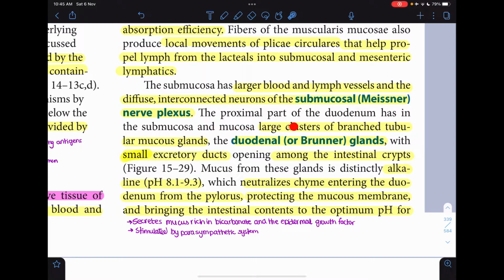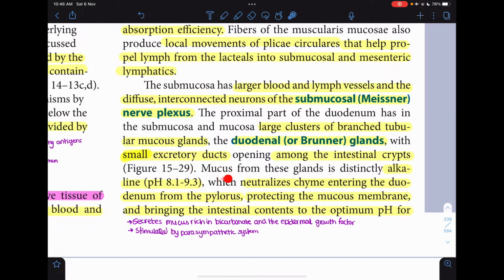The proximal part of the duodenum has in the submucosa and mucosa large clusters of branched tubular mucus glands called the duodenal or the Brunner glands with small excretory ducts. So in the proximal part of the duodenum, in the submucosa and mucosa, we have large clusters of branched tubular mucus glands called the duodenal glands, or the Brunner glands, which the doctor mentioned on Thursday, with small excretory ducts opening among the intestinal crypts.